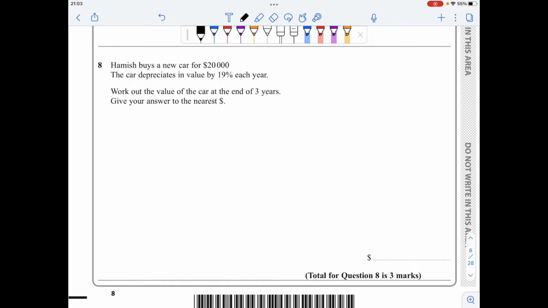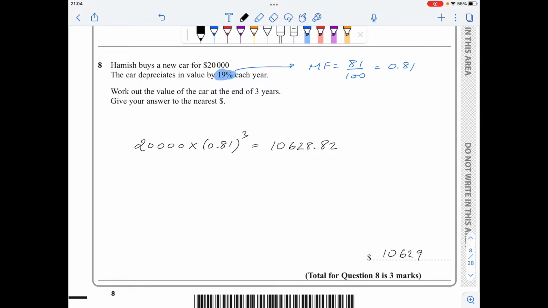In question 8, I've got a decrease of 19% per year. This means that I have a multiplying factor of 81 over 100, which is 0.81. The 81 comes from 100 minus 19. So 20,000 times 0.81 to the power of 3 gives me 10,628.82, which is 10,629 to the nearest integer.